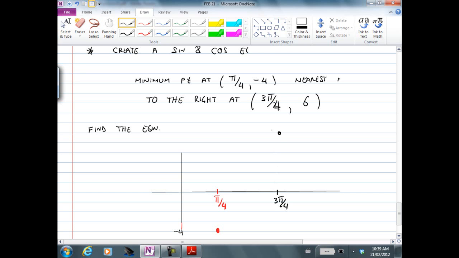That's the only 2 pieces of information I'm given. Nope. Because these are coordinates.